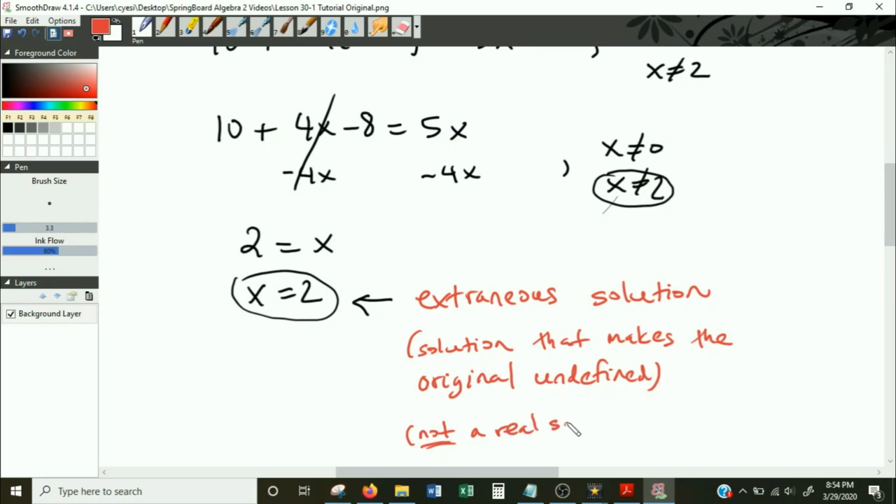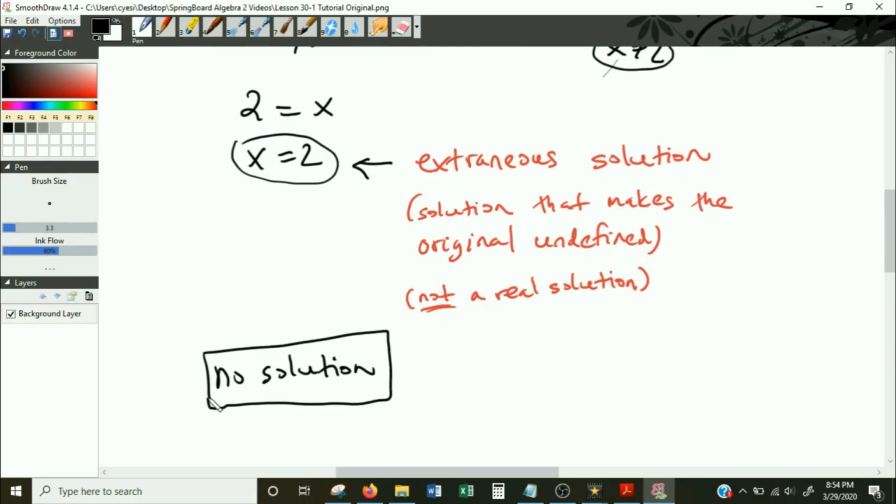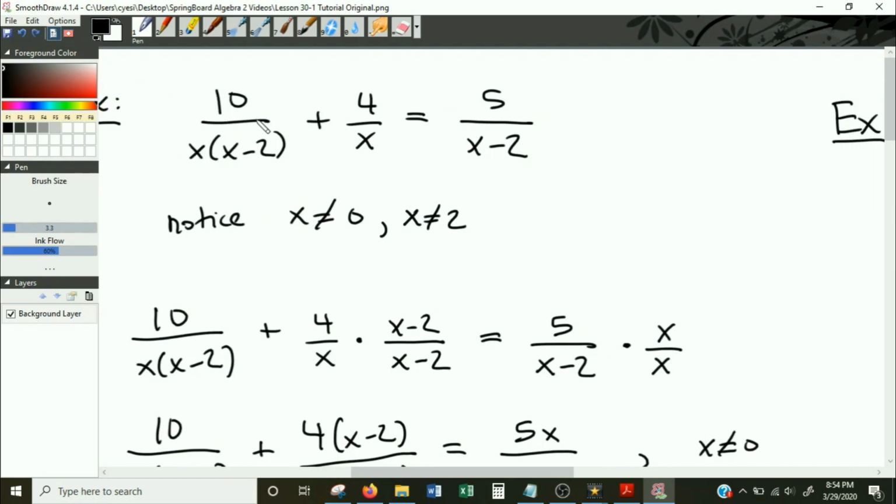So what that means is that we don't actually have any solution for this problem. So the real conclusion is that there's no solution because we can't have the extraneous solution. It causes the original thing, when I plug in 2 here, to go to 0, and then this whole thing goes to infinity, and it's a big mess. Okay, so let's move on to the next problem.